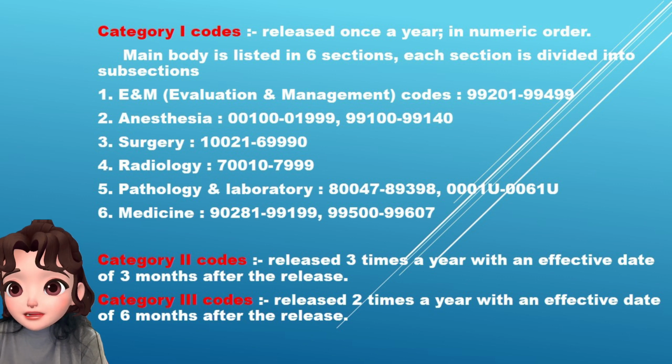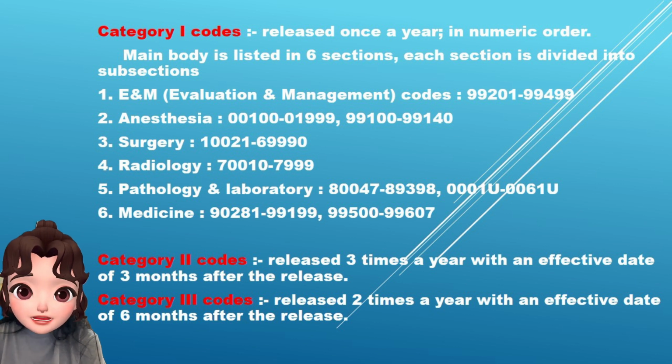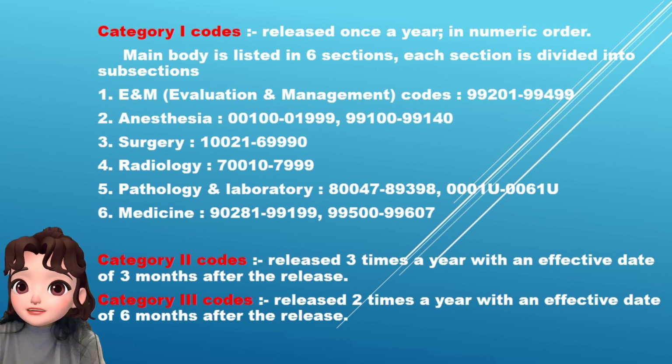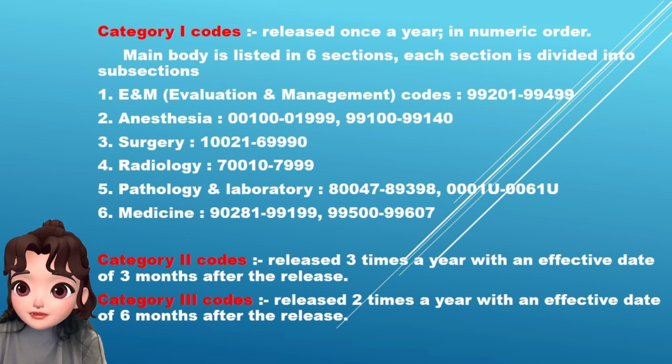E&M, Evaluation and Management codes, and the range is from 99201 to 99499. Anesthesia codes range from 00100 to 01999, and 99100 to 99140. These are the add-on codes that come under anesthesia. These codes will not be reported separately. They will not be reported as a primary code.